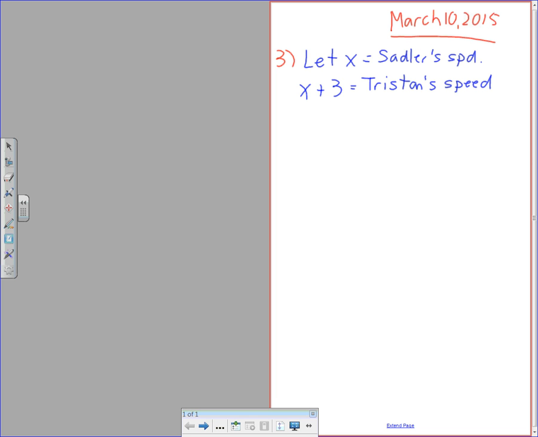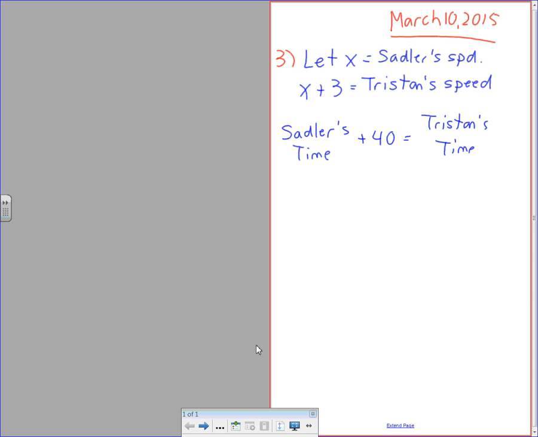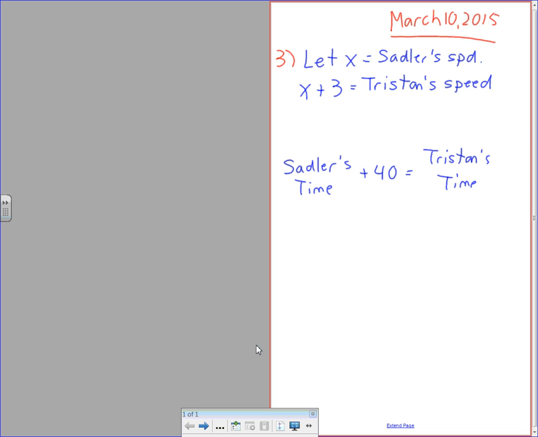So what you're going to say is Sadler's time plus 40 equals Tristan's time. And I should probably also put something else in there. What was our distance? 3 kilometers. That's the race. So 3 is going to be the distance. Does this make sense? Because that's the fundamental part of this question, that 40 minutes, I guess.